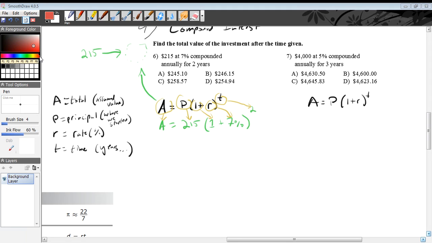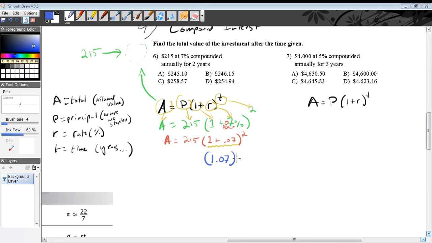Okay, so now we'll have A is equal to 215 times 1 plus, let's turn this into a decimal. It's 7 point right now. Let's move it 2 places over, so it becomes 0.07, and then to the second power. So once we solve this here, then we've solved our answer. So this is just a PEMDAS problem. We're going to do our parentheses first. So 1 plus 0.07 is going to be 1.07.